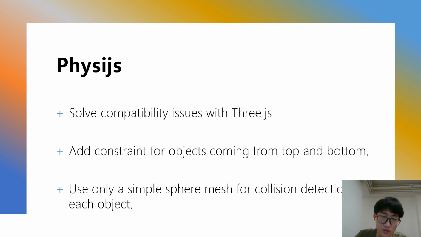The third challenge is about Physics.js. We spent a lot of time solving the compatibility issue with three.js and learning how to use Physics.js. We added a constraint for objects coming from the top and bottom of the screen and used only a simple sphere mesh for collision detection for each object to simplify the physical simulation.